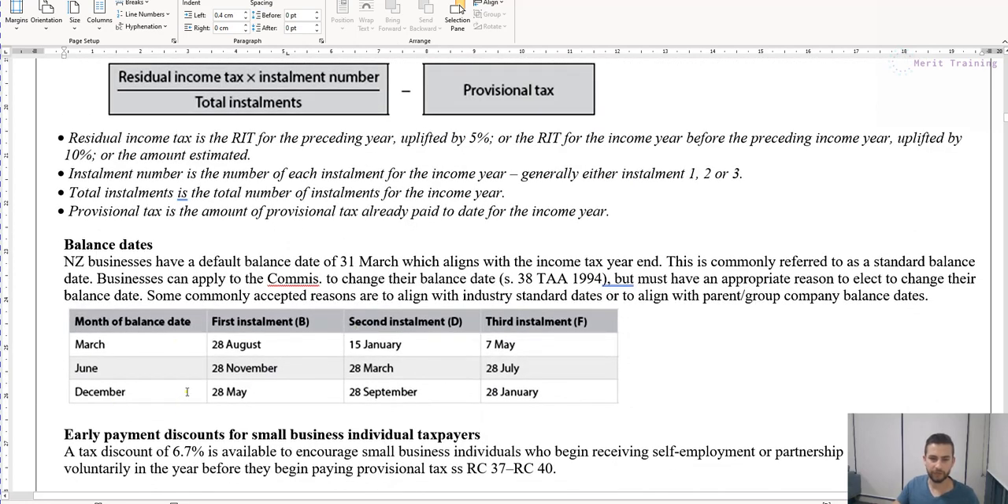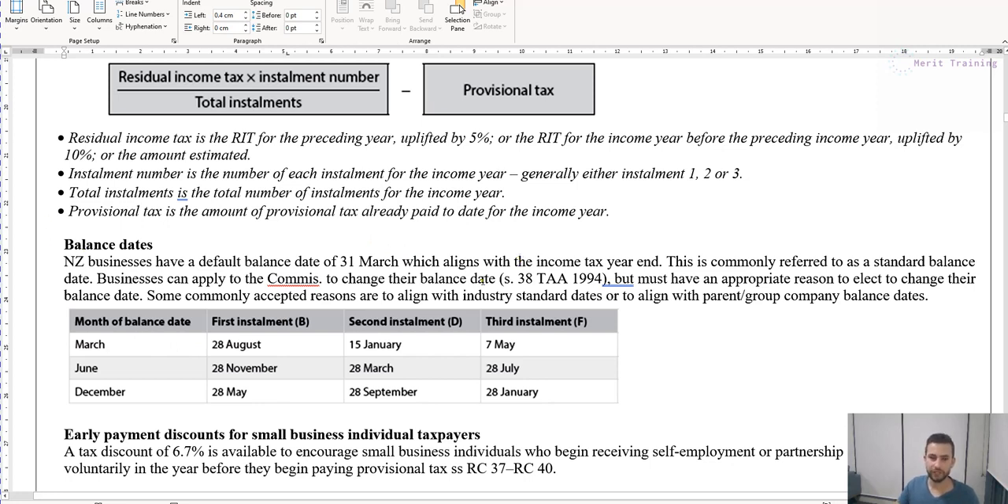So the different dates that each of the installments are due are down here. Now, most businesses in New Zealand have a default balance date. And balance date is basically like the financial year end, at 31 March, which aligns with the income tax year.